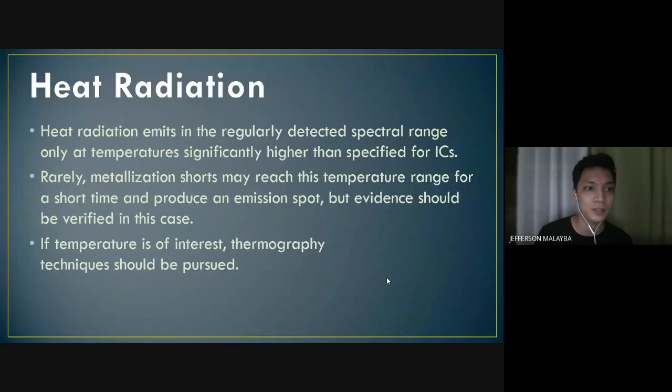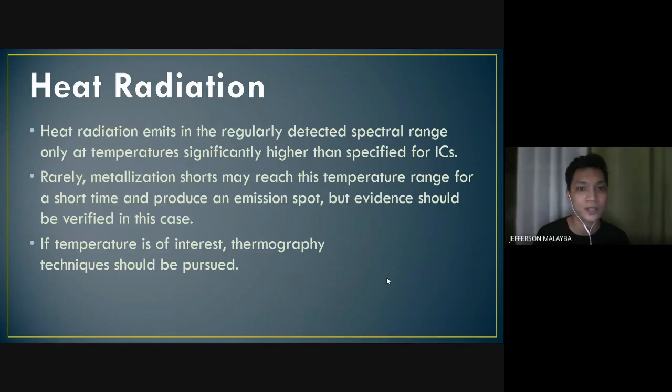So, meaning yung metallization shorts natin, nag-i-emit din sila ng photon emissions, and at the same time yung taas ng temperature dito hindi natin bina-vary dahil nga microscopy lang yung ginagamit natin. Then kapag nangyari 'tong metallization shorts, mas ma-further natin ma-recognize yung pinaka defect natin kapag ginamit na natin yung thermography technique, which is more focused on radiation infrared and temperature sensing.